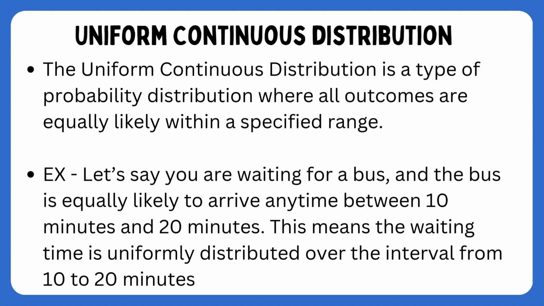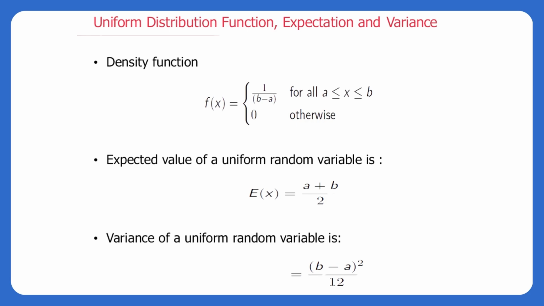Let's look at an example of uniform continuous distribution. Let's say you're waiting for a bus and the bus is equally likely to arrive anytime between 10 minutes and 20 minutes. This means that waiting time is uniformly distributed over the interval from 10 to 20 minutes. From this example, we can say that time to wait for arrival of bus is uniformly distributed between 10 to 20 minutes. Now let's look at formulas used in uniform distribution function.